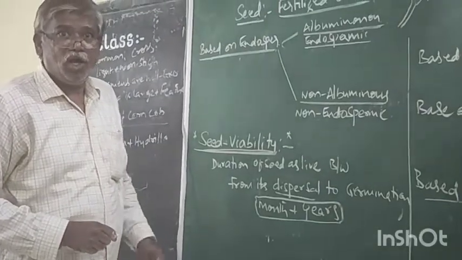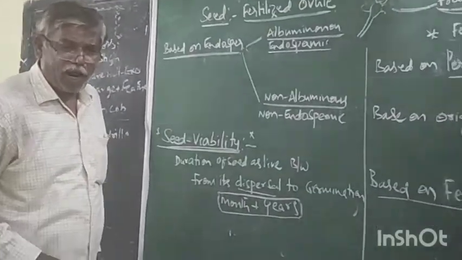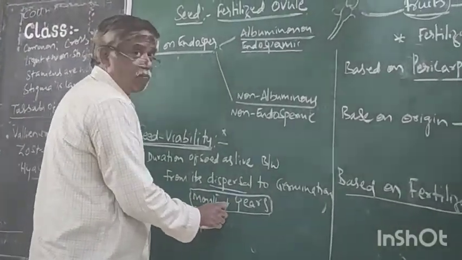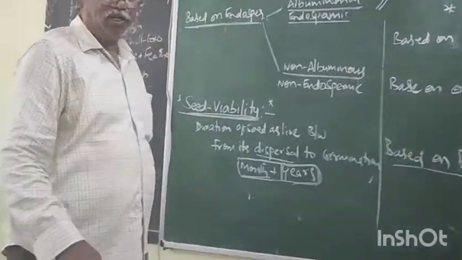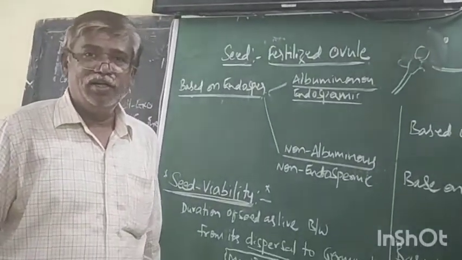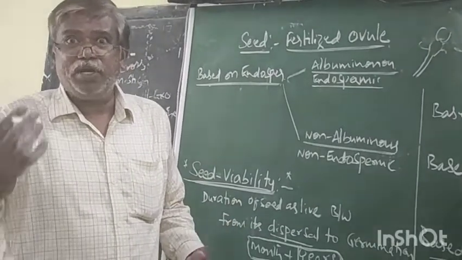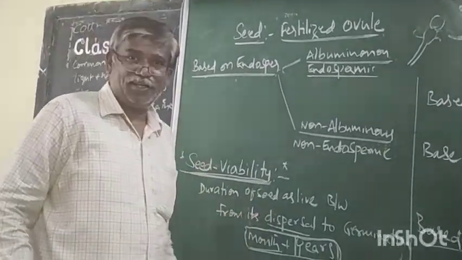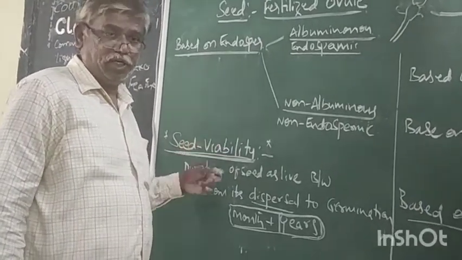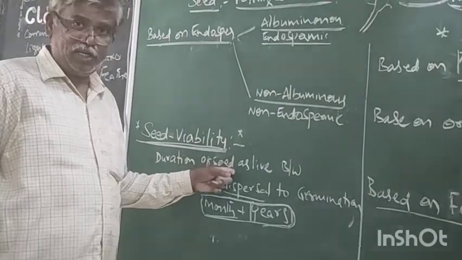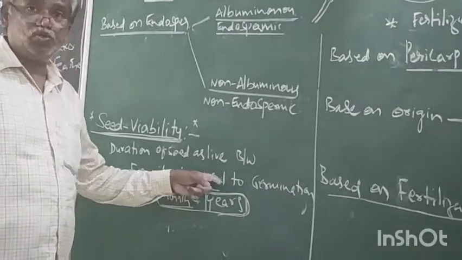Seed viability. Right. In few plants it is only months, but in the majority it is years. Groundnut seed, we can store for nearly 1 year because its viability is 1 year. Right. This is an important topic, seed viability. That is the duration of the seed between its dispersal and germination.